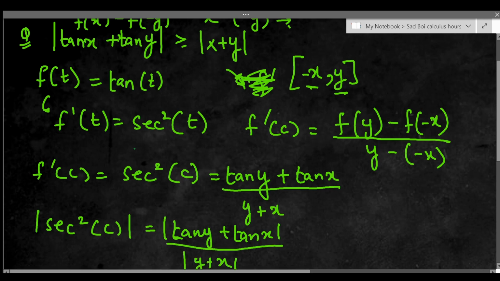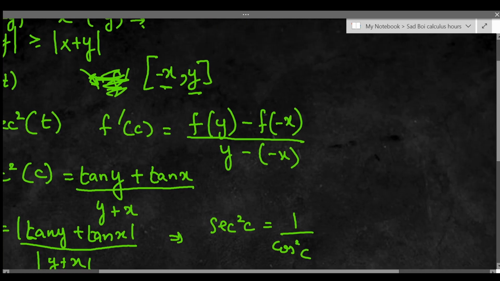Now we know that sec square c is equal to 1 over cos square c. And we know that cos square c lies between 0 and 1, because cos c lies between negative 1 and 1, and when you square a negative number it turns into a positive number. So it's going to lie between 0 and 1. And if you divide 1 by a number that is between 0 and 1, you're going to get a number that is greater than 1. So sec square c is going to be greater than or equal to 1.